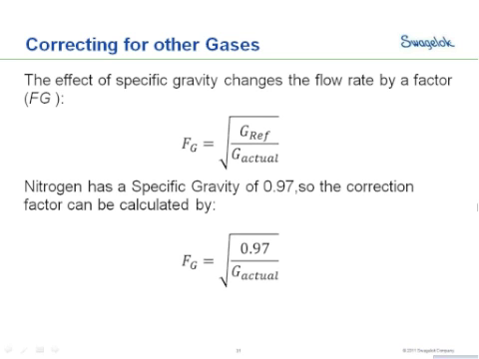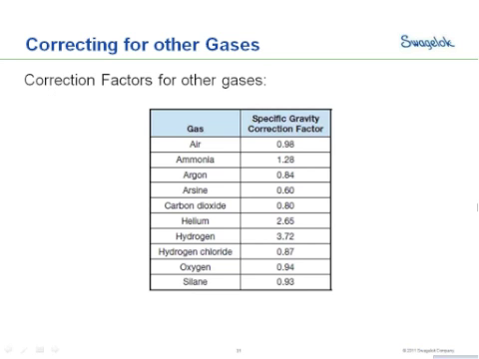Nitrogen has a specific gravity of 0.97, so we can adjust our equation to be 0.97 divided by our actual specific gravity for those flow curves that are using nitrogen as the gas the flow curves are tested with. Most manufacturers are going to publish a table of correction factors with their flow curves. So instead of having to do the division and taking the square root, you can just pull the correction factor for the appropriate gas off of the table and apply that correction factor to your application.